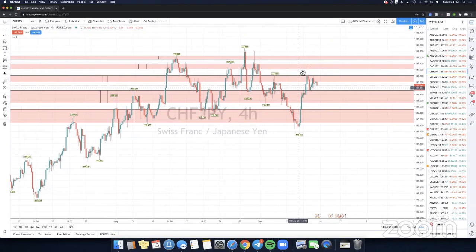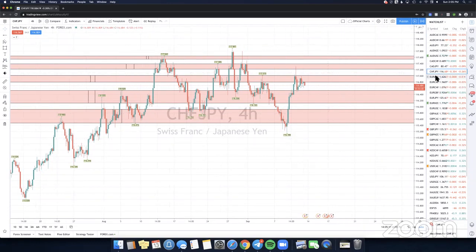If you want to go farther up, the upper zone right here is going to be 117.22 or 23. We'll round that up. And the lower zone down here is going to be 115.90. So it just really depends on where you're going to be marking that up from. Move on to the next pair.